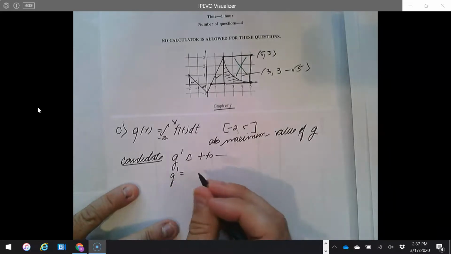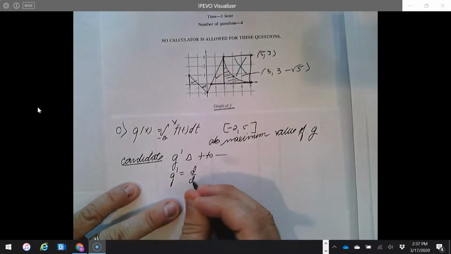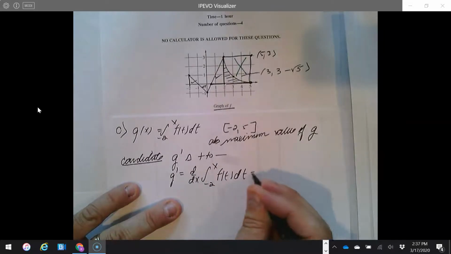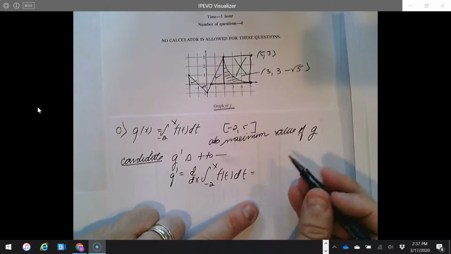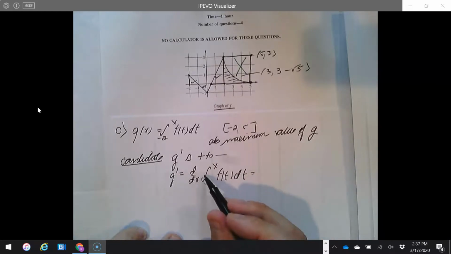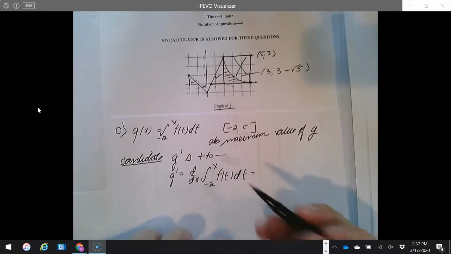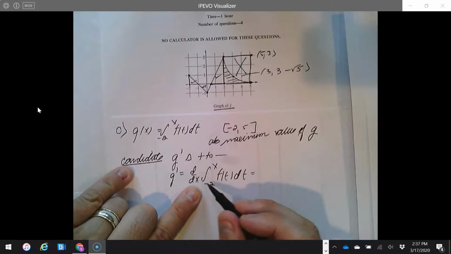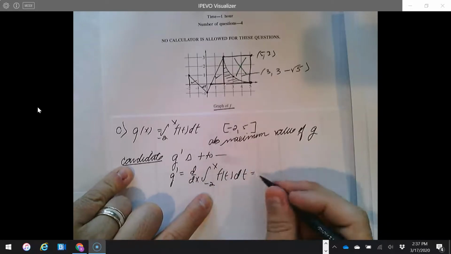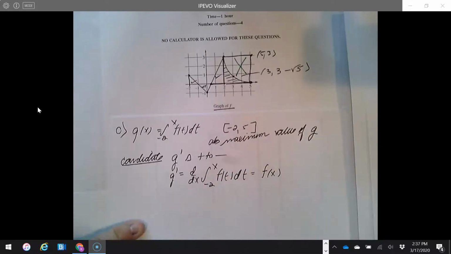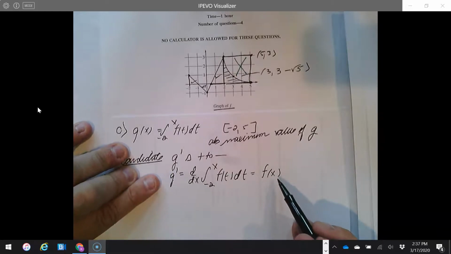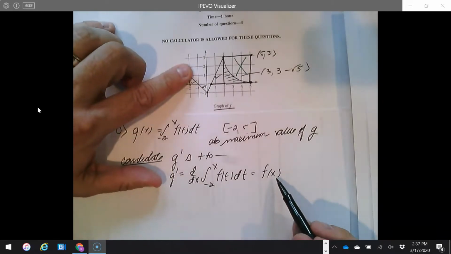Well, how do we find g prime? G prime is the derivative of this integral from -2 to x of f of t dt. The derivative of the integral of a function from a constant to a variable. This is the second fundamental theorem of calculus. Derivative of the integral of a function from a constant to a variable is just the original function back again. So g prime is f. This is good news for us. We have the graph of f.